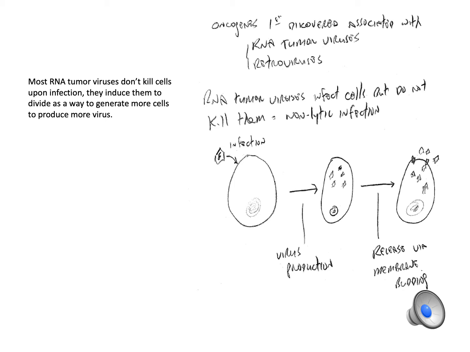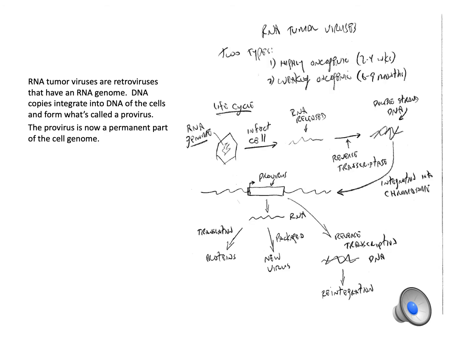So the point is, they undergo what's called a non-lytic infection. A lytic infection is where the cells bust open and the viruses are released. They undergo a non-lytic infection where they do not kill the cells, which is an important point, because in order to get these cells to form tumors, they can't die, they have to survive. So let's look a little bit more detail at how these viruses behave.